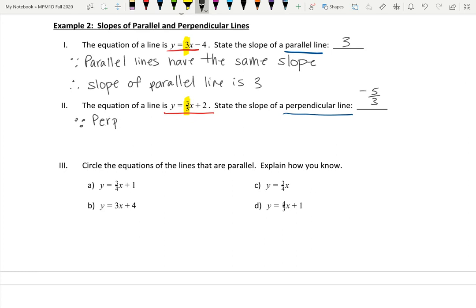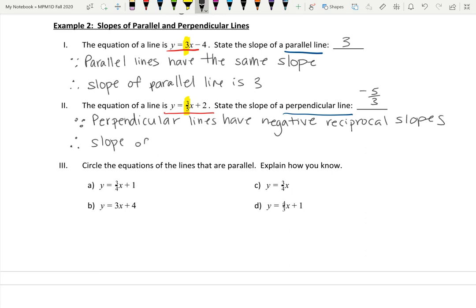So since perpendicular lines have negative reciprocal slopes, therefore the slope of the perpendicular line is -5/3.